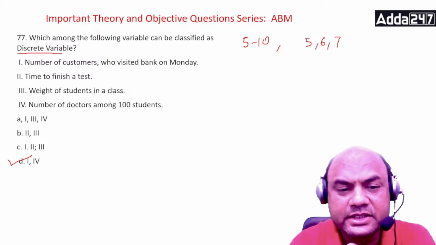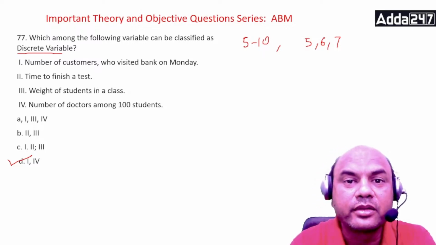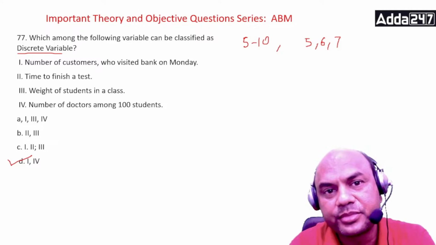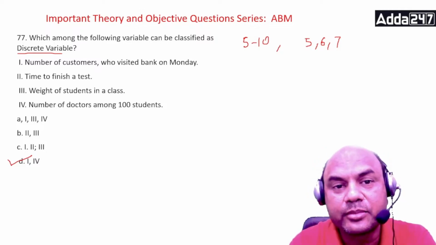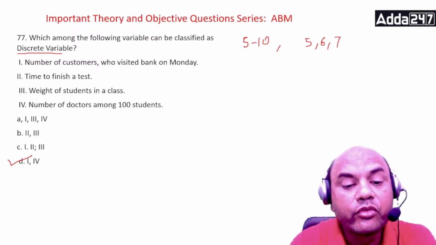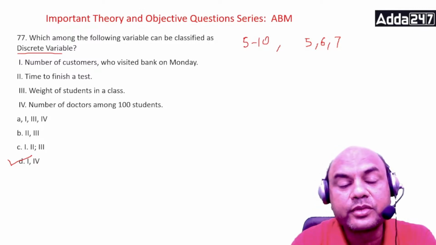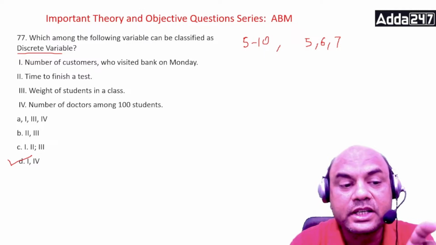So some examples of discrete variables are the number of customers who visit any airplane or any bank or any hotel. These can all be counted. Number of doctors, they can be counted. Weight of the students among the class. Here it's not mentioned that it is for a single student.